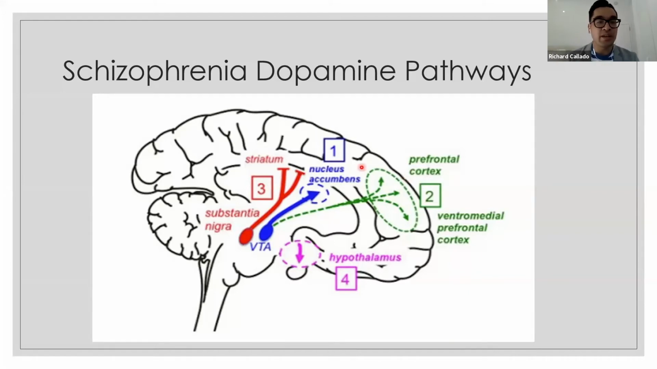What about number 3? This is kind of challenging, but what do you think number 3 is implicated in schizophrenia? What kind of aspects of the disorder do you think?